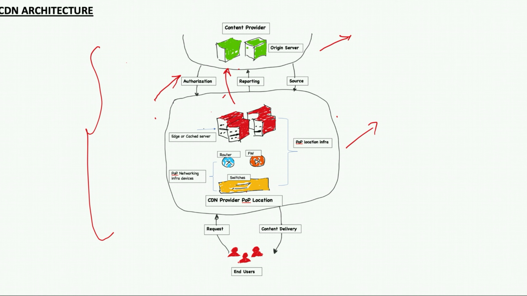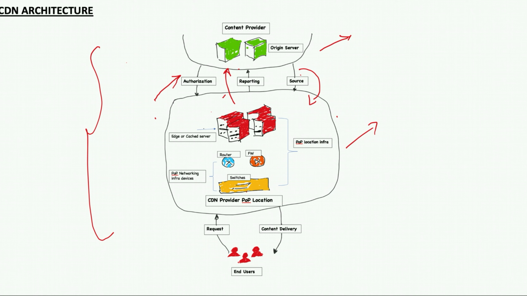Third is the resource sources, which is nothing but the content provider sending a copy of the website content from the origin server to the cached version of the server, that is, the edge server at every POP location.